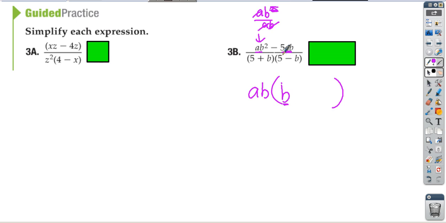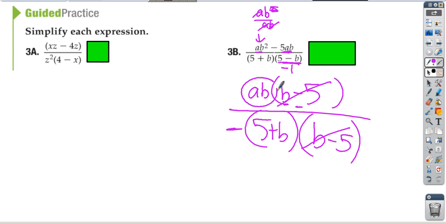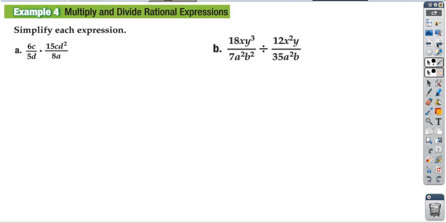And if you pull out an ab from minus 5ab, you just have minus 5. And the bottom becomes 5 plus b still. And then notice I have a b minus 5 here, I have a 5 minus b. So the way to fix that is to pull out a negative, which I'll put in front. If I pull out a negative from right here, the 5 becomes a negative 5. And the negative b becomes a positive b, and now we can do that technique we did before. So we're left with ab over negative 5 plus b, and that's exactly what they wrote. They just put the negative in front.